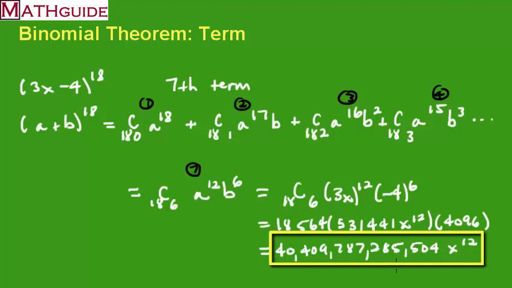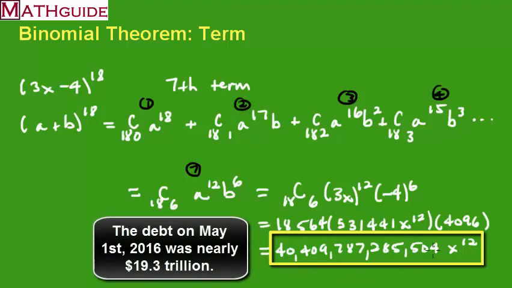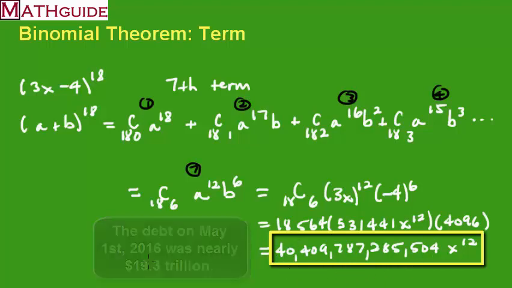This is a huge number. That would be thousands, millions, billions, trillions. This value right here is about twice the national debt. So anyway, we have our answer, and that's how we expand binomials for specific term numbers.